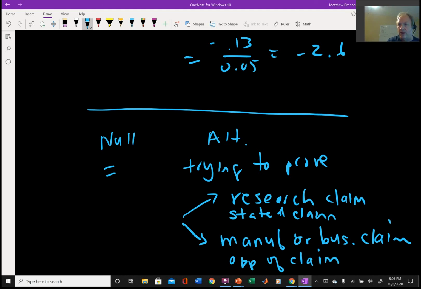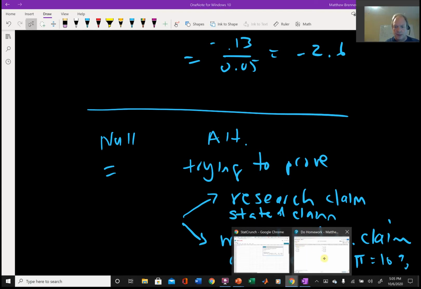So notice that in the order problem with the incorrect orders, the claim was that pi is equal to 10%. And we were trying to prove that it's not equal to 10%. Okay? So this will help the students.